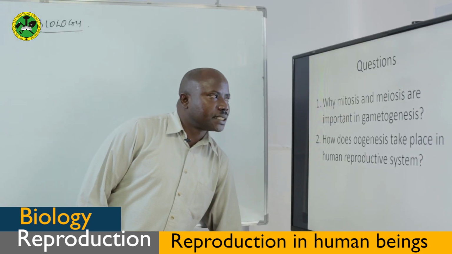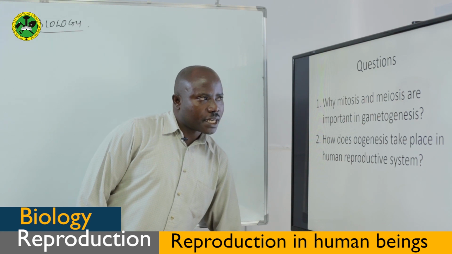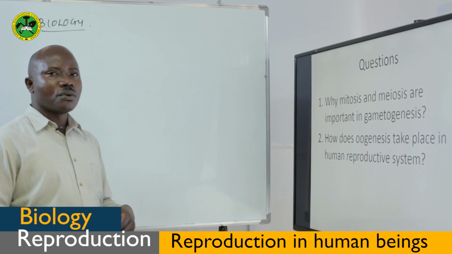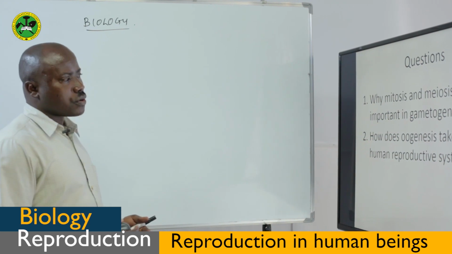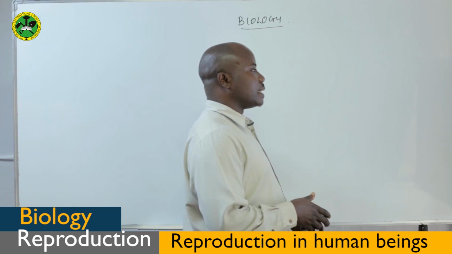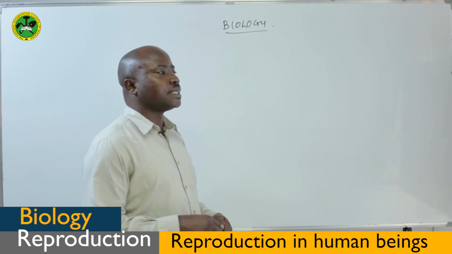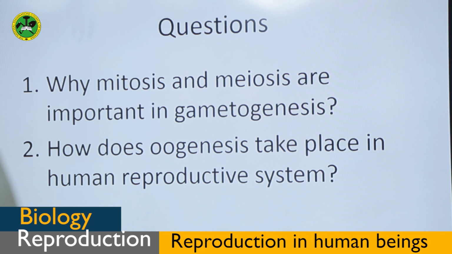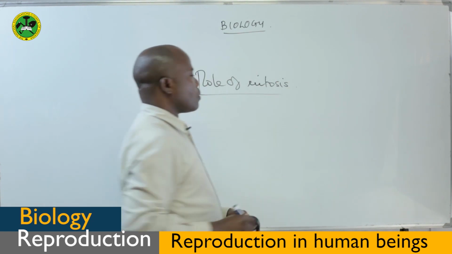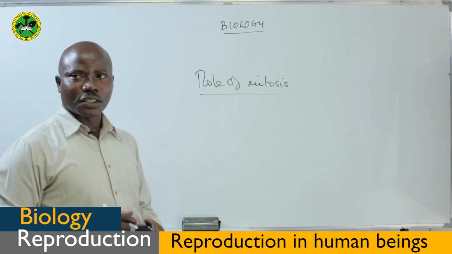This is what I have been presenting to you, but let me take you back on how we can answer these questions. I'm going to give you the guidelines on how, if you meet a question like this, you'll be able to answer it. The first question, as I said, mitosis and meiosis are important in gametogenesis. Now, what you need to do here is to refer to the role of each, starting with the importance of mitosis.